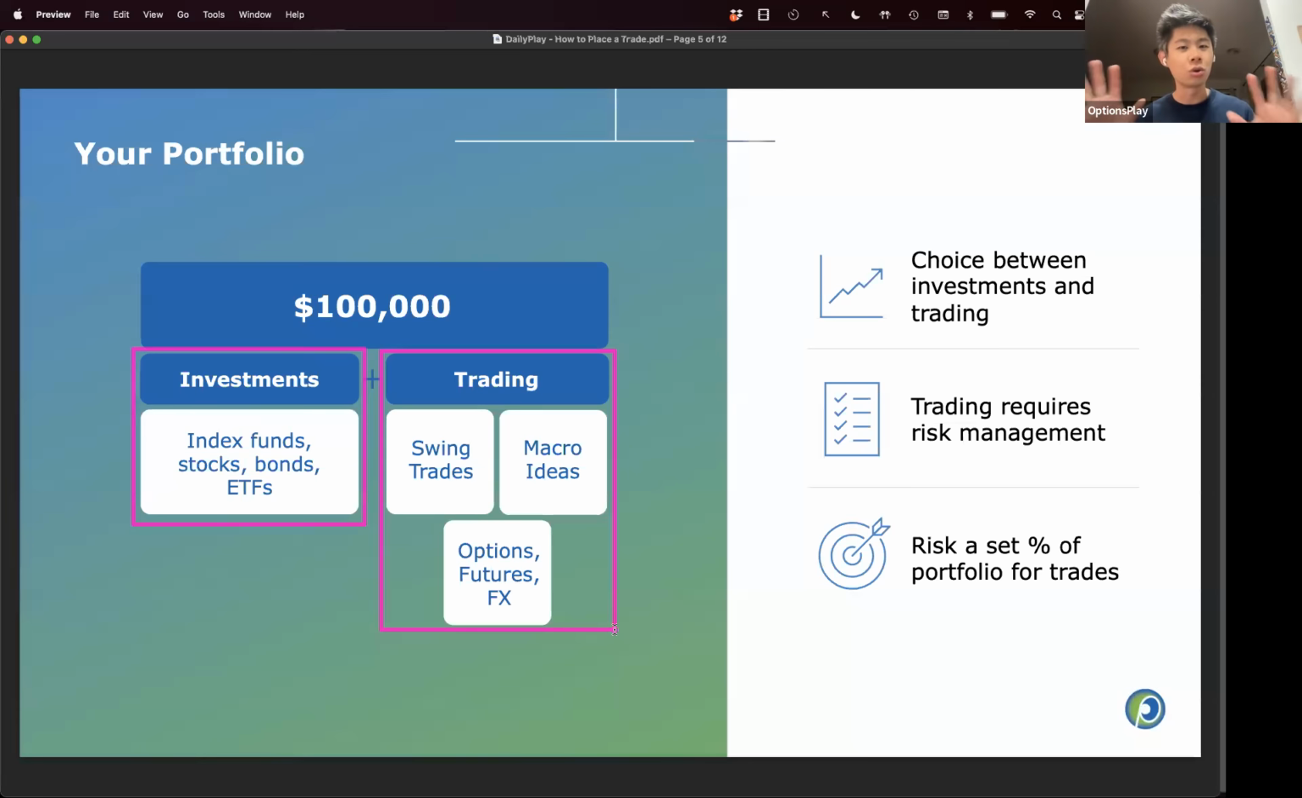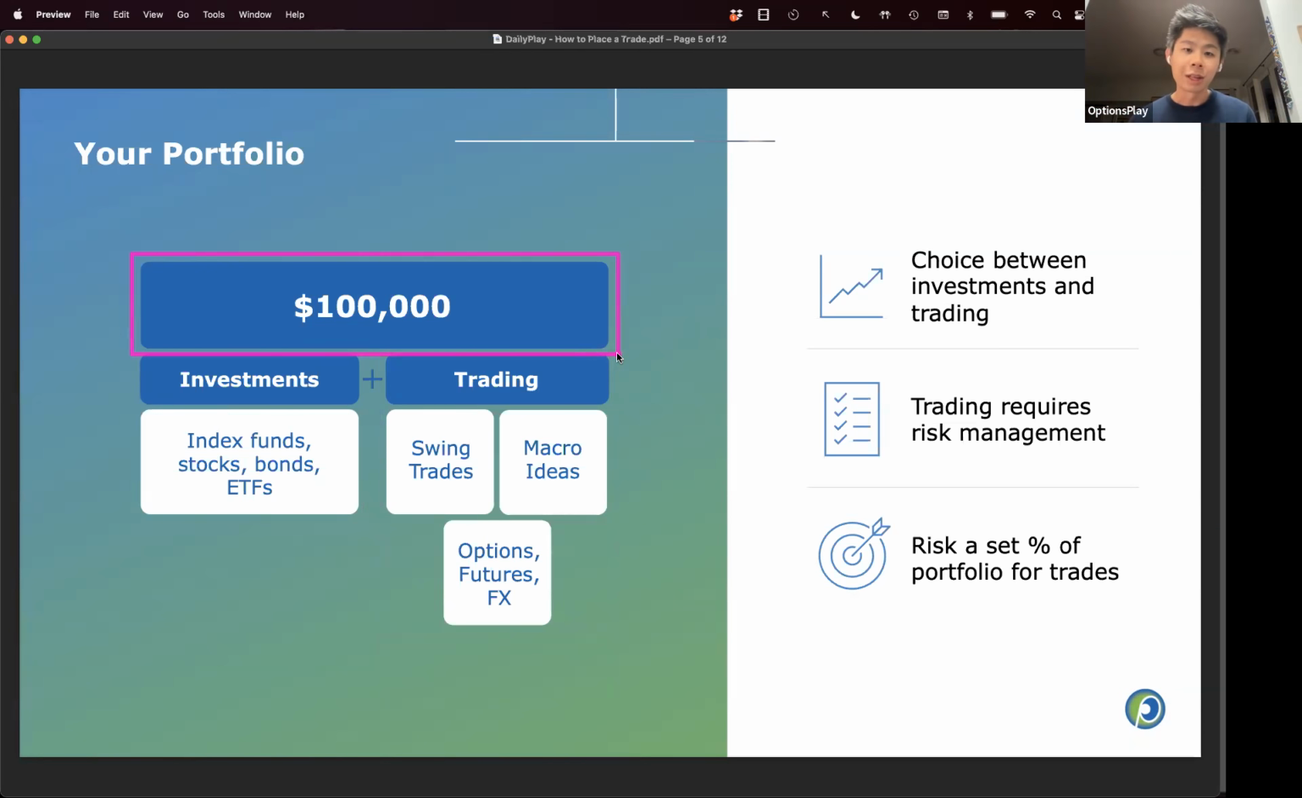But there are really two components that make up our total portfolio. For the context of today's discussion, we're going to assume you have a $100,000 portfolio. We're just going to use a nice round number to help illustrate the principles of how you might want to allocate capital from a portfolio to a trade idea that originates here from Options Play.